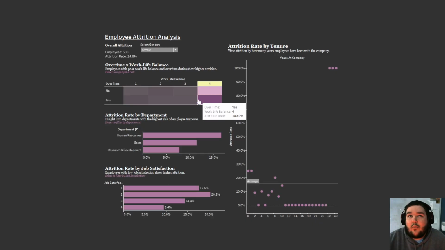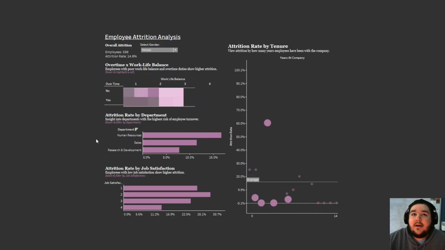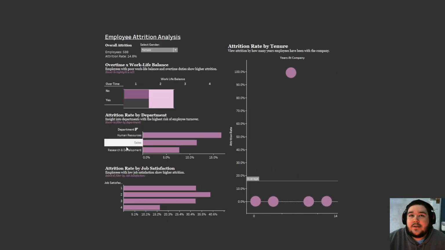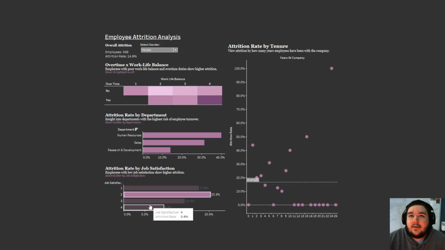It would be good to see why work life is good and overtime is yes. But pretty low numbers for those that don't have overtime. They seem to like their job when they're not slaving away. Filtering by department, human resources. Oh, that might have been messed up before.